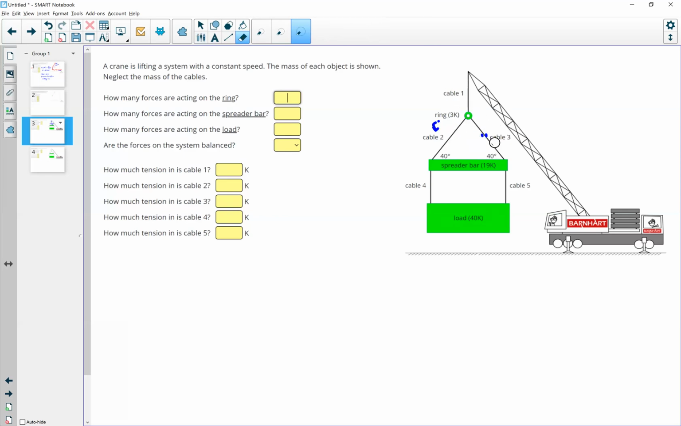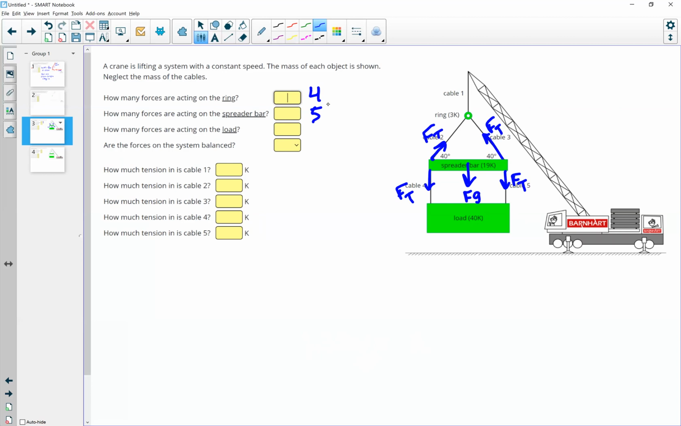All right, and then if we go to the next problem, how many forces are acting on the spreader bar? Well, on the spreader bar, it's going to have its own weight pulling down. And it's going to have this tension in the cable here, and this tension in the cable there, and this tension in the cable there, and this tension in the cable there. So while the ring had the three tensions plus its own weight for four, the spreader bar has its own weight plus four different tensions for a total of five. I'll let you figure out the load on your own with that same logic.